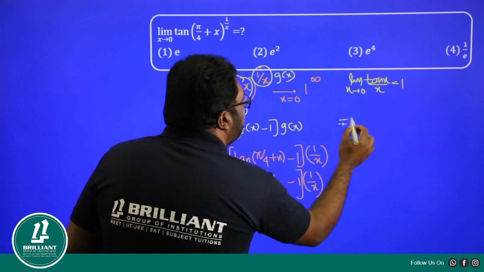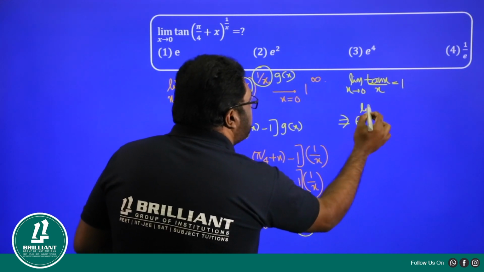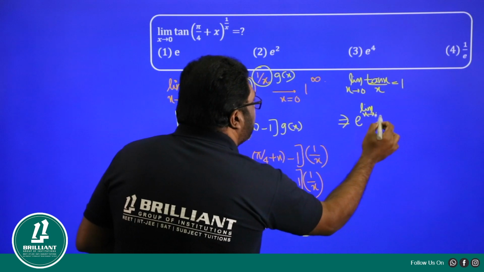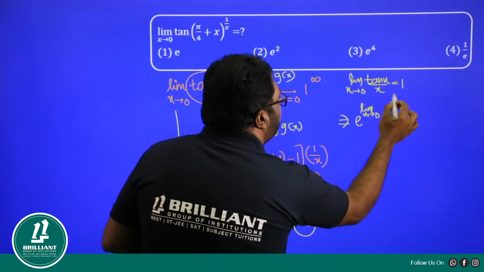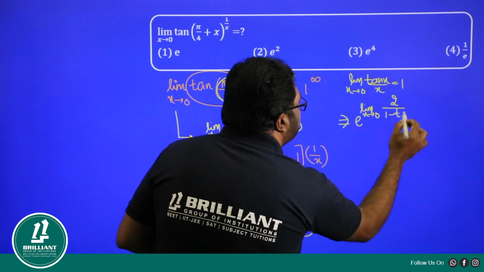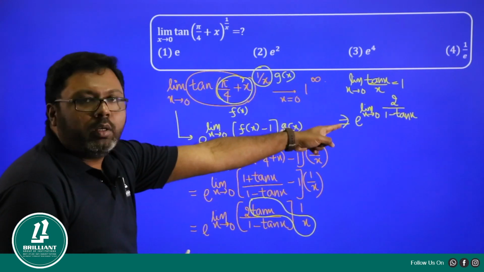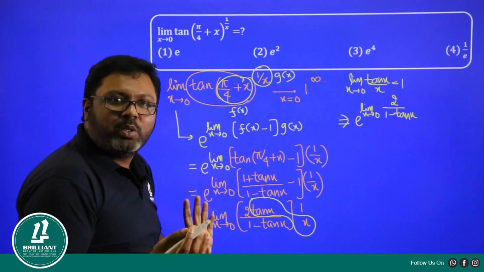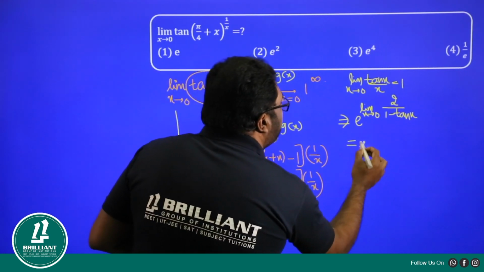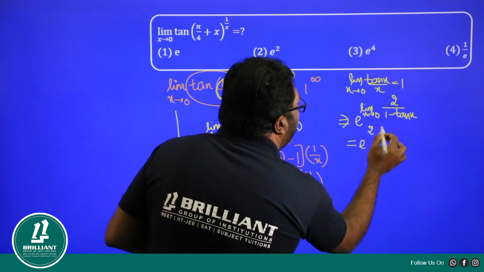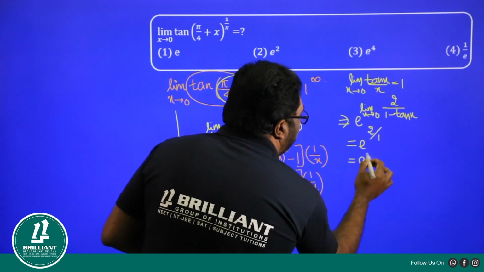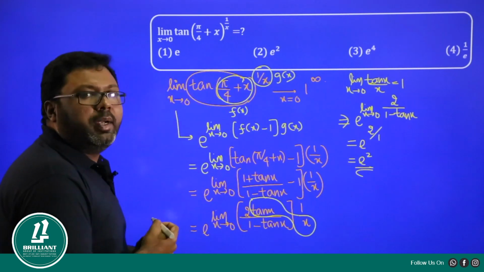Your answer is going to be e raised to limit x tends to 0. That becomes 1, so it's 2 by 1 minus tan x. Now you have one more x variable, that is x is equal to 0. What is tan 0? Tan 0 is also 0. So the answer is going to be e raised to 2 by 1, which is e squared. So what is my answer for this limit? e squared.